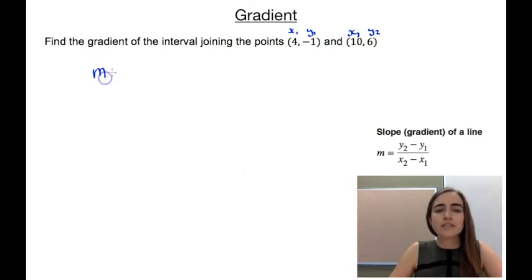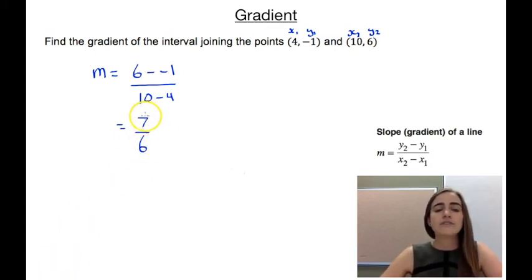So our gradient, which is a lowercase m, is y2 minus y1. So we have 6 minus -1 over x2 minus x1, so 10 minus 4. So 6 minus -1 would give us 7, and 10 minus 4 would give us 6. So we'd have a gradient of 7 over 6. So that means it's positive, and for every 7 units we move up, we move 6 across. We could rewrite that as 1 and 1/6, but usually improper fractions are a little bit nicer to work with if we're then going to use it in a calculation later. So we'll leave it as that for now.